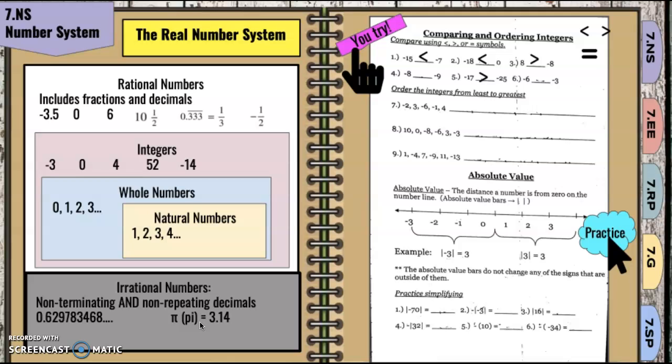Okay guys, this is the beginning of Unit 1, beginning of 7th grade math. Make sure you get your journal notes filled in if you have the paper copy, and we will pick up tomorrow with comparing and ordering integers.